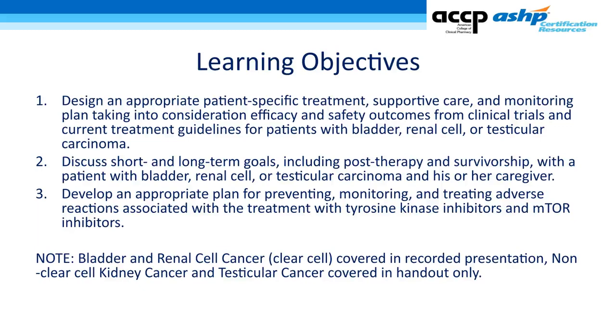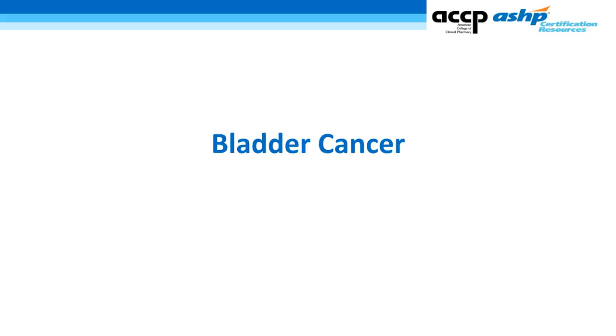And then finally, I'll mention that this presentation covers bladder and renal cell, especially clear cell histology renal cell carcinoma. That's in the presentation. Non-clear cell renal cell and especially testicular cancer is covered in the handout, which makes sense when you think of the recent changes we've seen in the treatment of bladder cancer and renal cell carcinoma compared to the treatment of testicular cancer, which maybe hasn't changed as much. We'll begin our presentation talking about bladder cancer before moving on to renal cell carcinoma.